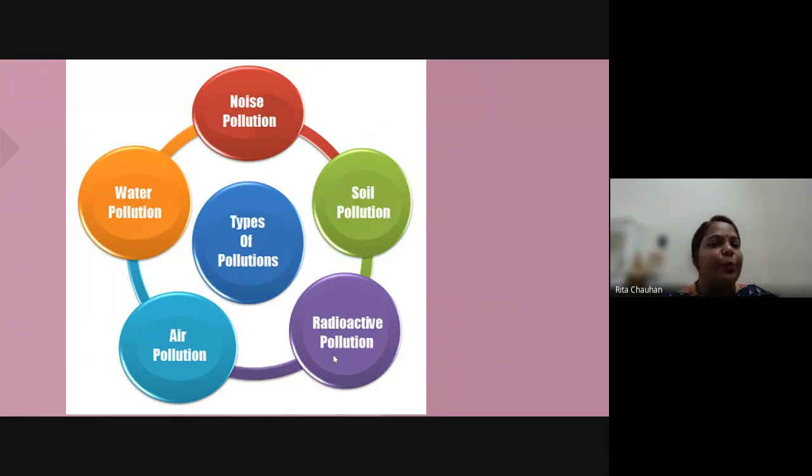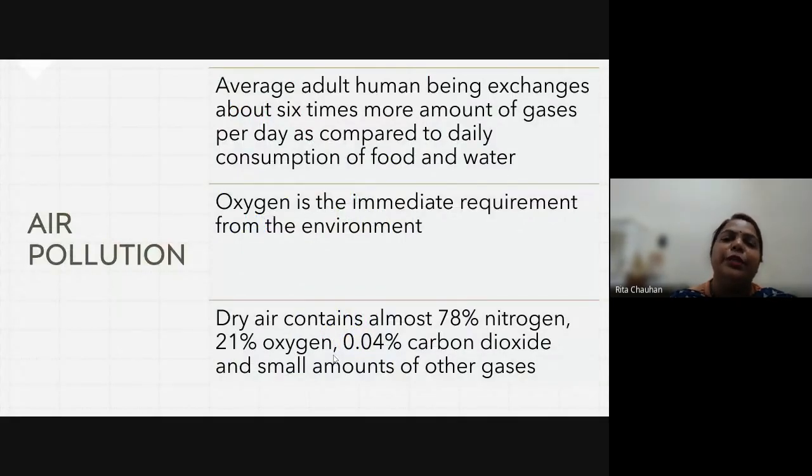So there are five types of pollution: air pollution, water pollution, noise pollution, soil pollution, and radioactive pollution. Let us come to air pollution. Air is the most important part of life. Without air, we cannot survive. We can survive without food, and we can survive without water for some time, but without air, we cannot survive. So air is most important.